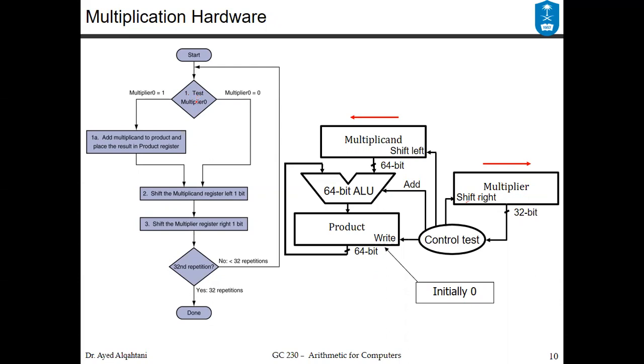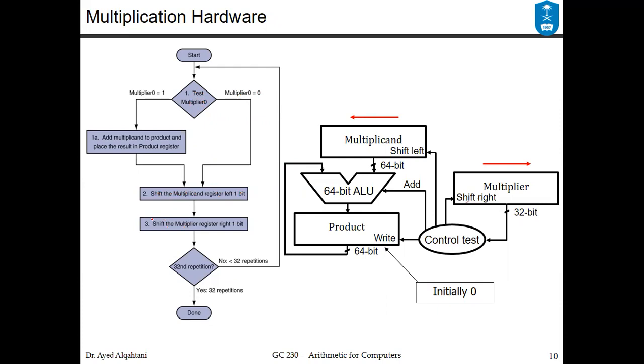If the multiplier bit is equal to 1, which means that I need the multiplicand, so I need to add the multiplicand to the running sum in the product. And then after that, I can shift the multiplicand to the left, this side, by 1 bit. If the multiplier bit is 0, I don't add the multiplicand, there is no operation. I directly go and shift the multiplicand.